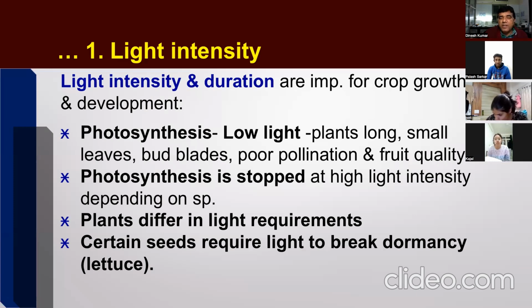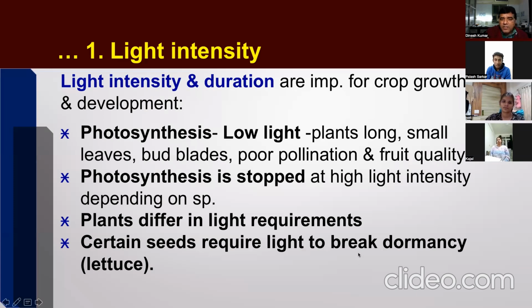But plants differ in their light requirement, as I have told you. Temperate plants require less light intensity and tropical plants require more light intensity. For details, we need to study individual crops. I teach the rice crop, so I tell students what the light intensity requirement of rice is. So it is to be checked for each individual crop. If you have interest, I can share the data: what is the ideal light intensity for different tropical and subtropical crops?